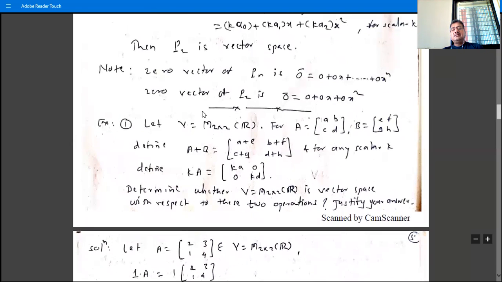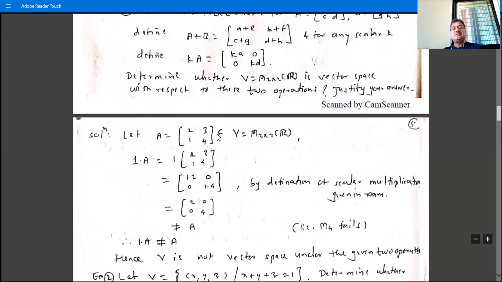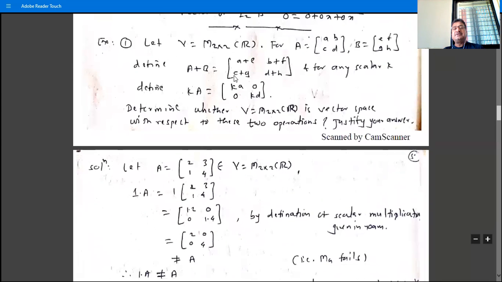If we take the set as M2 by 2R, we know that M2 by 2R is a vector space with respect to the usual addition of two matrices and usual scalar multiplication. But the same set is not a vector space under another two operations. These operations are given here in this example. So when the set is a vector space, the set with the two operations satisfies the 10 properties.